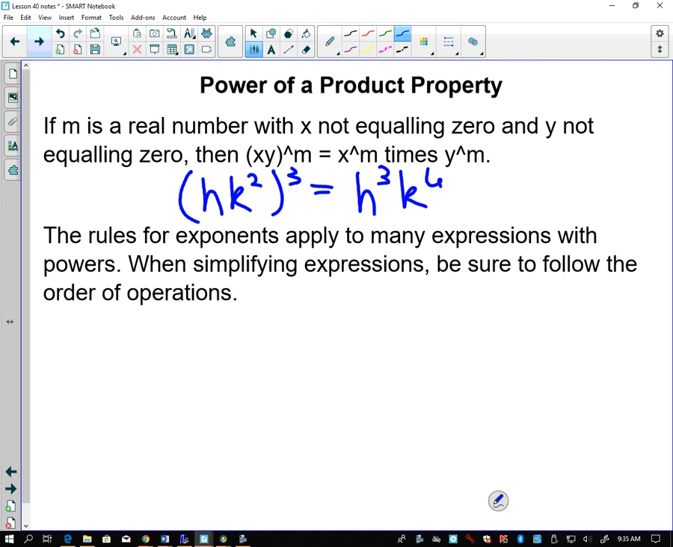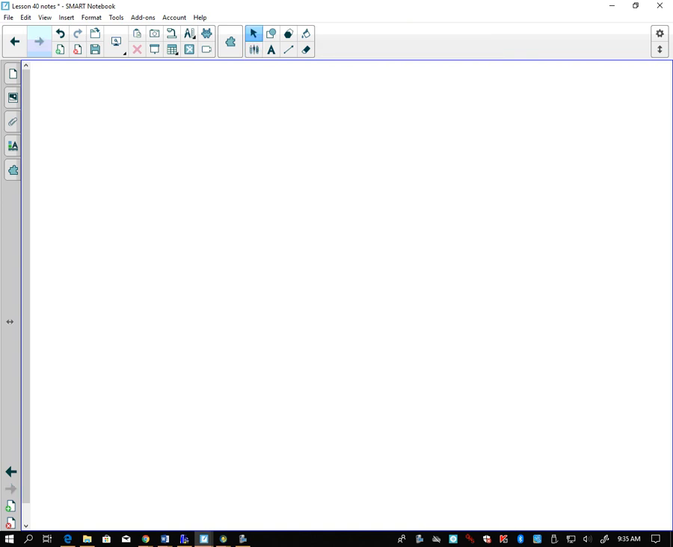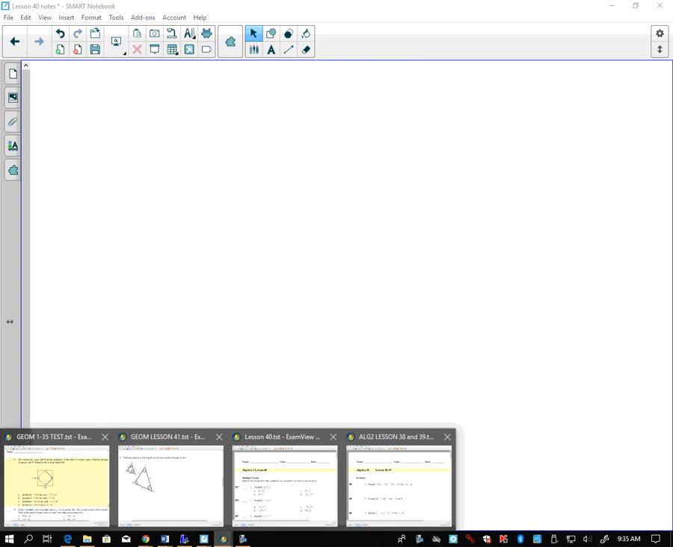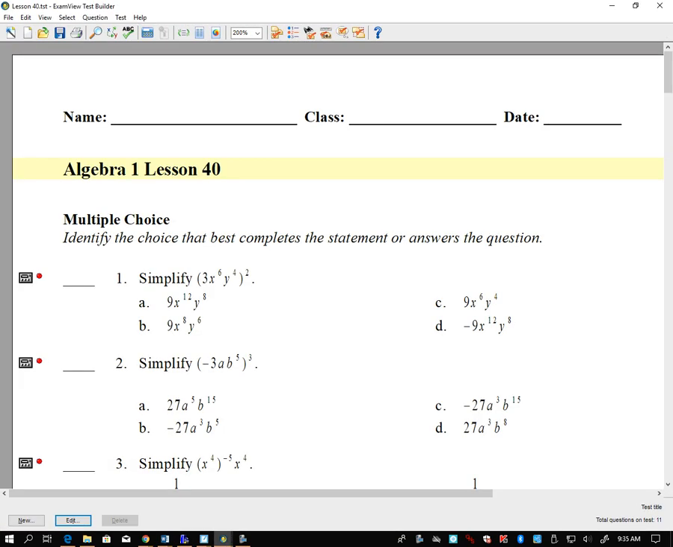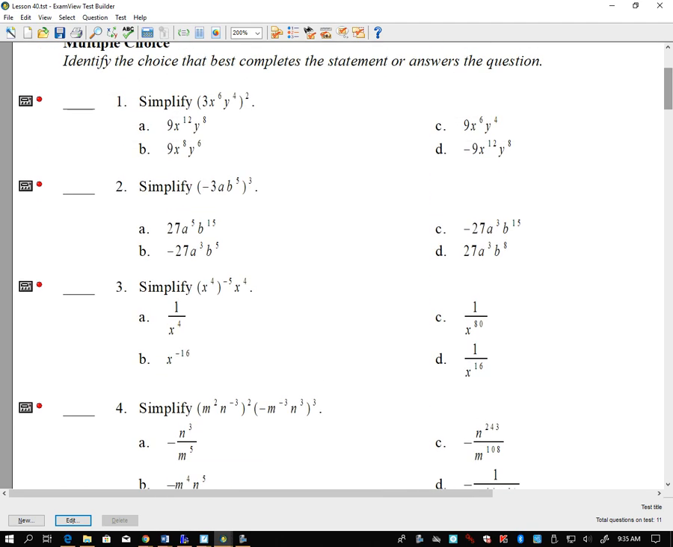Okay, the rules of exponents we apply to many expressions with powers. When simplifying expressions, we want to be sure that we're continuing to follow the order of operations. All right, so we'll come back to that little blank page there. We want to look at this. All right, hopefully these should be fairly simple for us. Okay, we can see this.